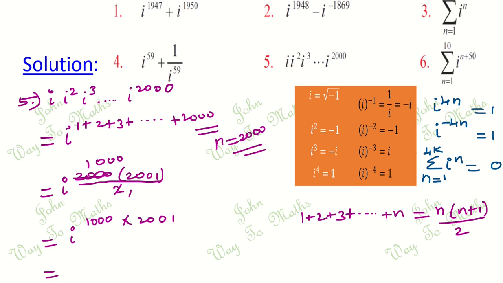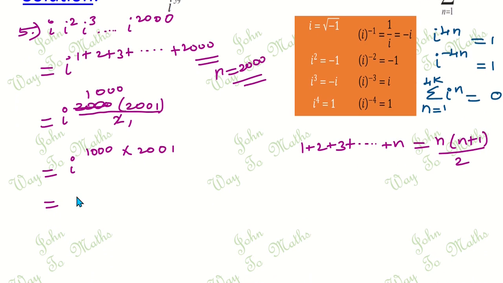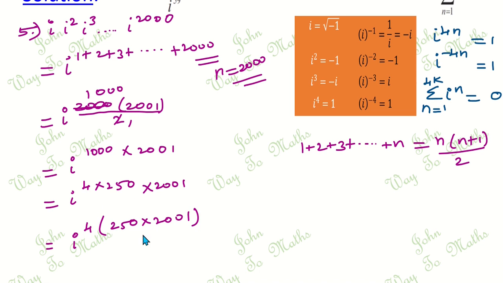So here, how are we going to split this 1000? As a multiple of 4. So 1000 can be written as 4 times 250. So 4 into 250 we get 1000 into 2001. So this can be written as 4 times 250 into 2001. So whatever the multiple of 4, here this whole thing we can choose as n. So i power 4n formula becomes 1. So directly I am going to give the value for this, 1 is the answer.